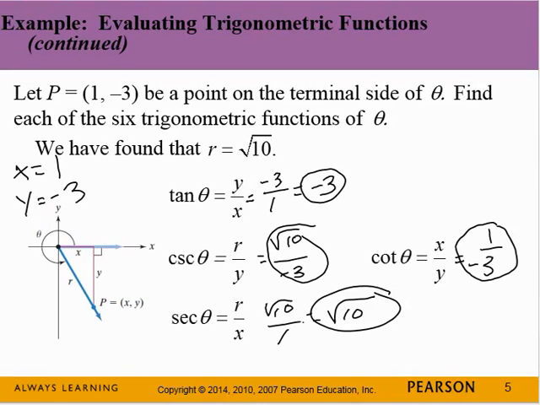Alright, so the answers are up on the board. Tangent of theta is negative 3. Cosecant is square root 10 over negative 3. Secant is square root 10. And then cotangent is negative 1/3. And that's it. That's all you have to do for those ones.